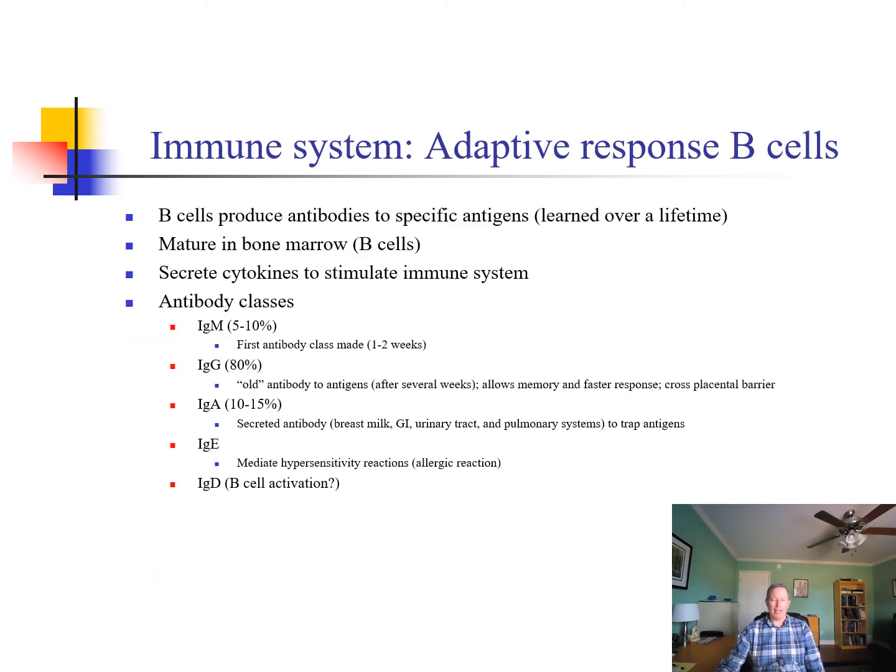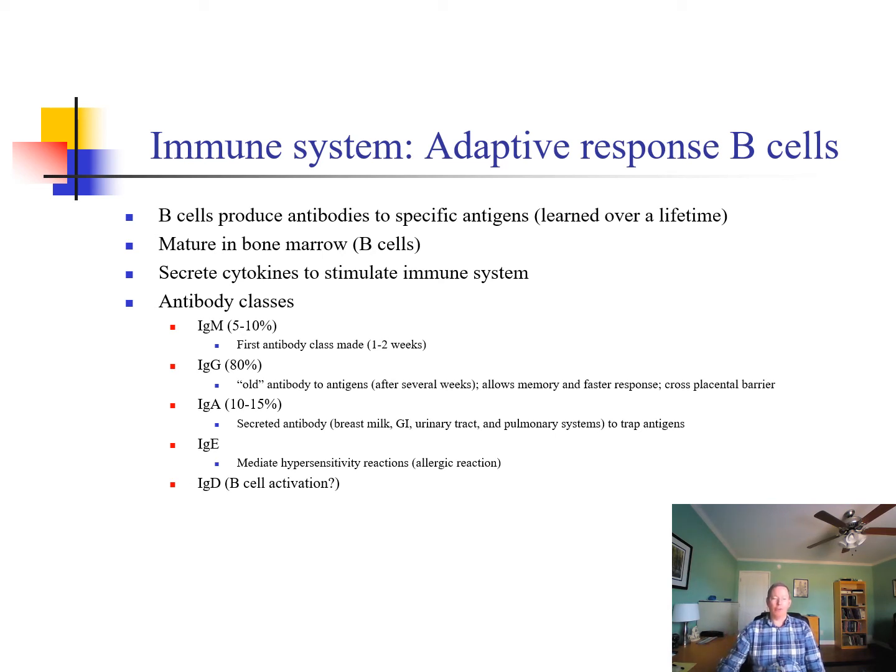All right, so let's talk about the adaptive immune response. As I mentioned to you, that's made up of your B and your T cells. B cells produce antibodies to specific antigens. We learn those over our lifetime. They are made in the bone marrow, but also mature in the bone marrow. They also secrete cytokines that are responsible for immune system modulation and stimulation, but they produce antibodies. That's their most prevalent role in the immune system. And they actually form what are called plasma cells, which just crank out these antibodies.